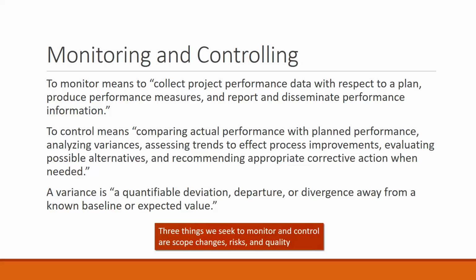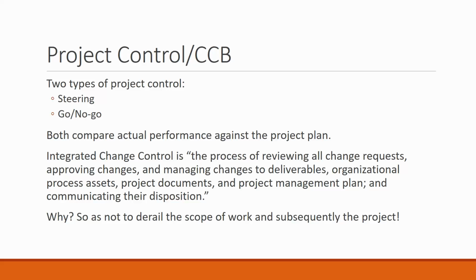Now, a variance is a quantifiable deviation, departure, or divergence away from a known baseline or an expected value. So three things we seek to monitor and control are scope, risks, and quality. Typically, when we're reporting on progress, those are three big things that go into a performance report.